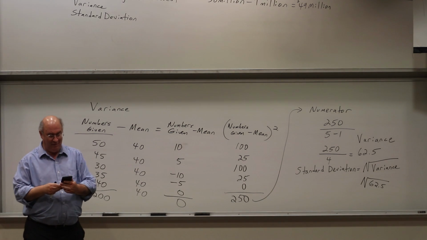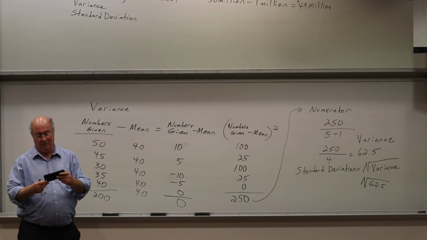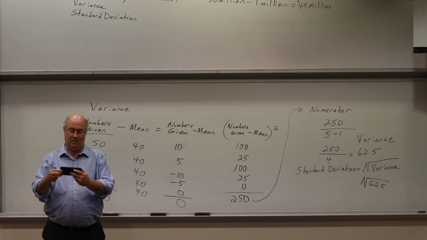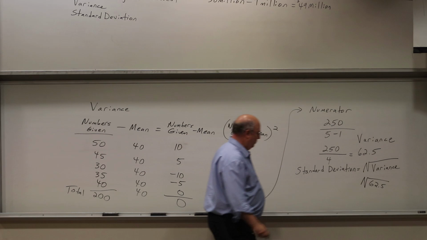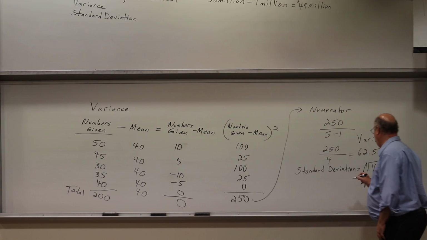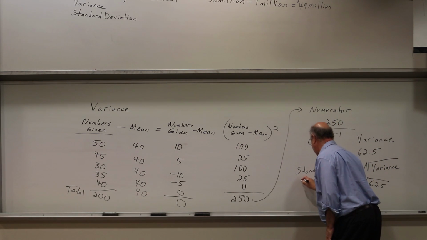Let's go look for a second. 7.8, something around there. Give or take. So what do we have? Approximately 64, square root of 64 is 8. Square root of 49 is 7. So we have somewhere around 7.8 or 7.9 as a standard deviation.